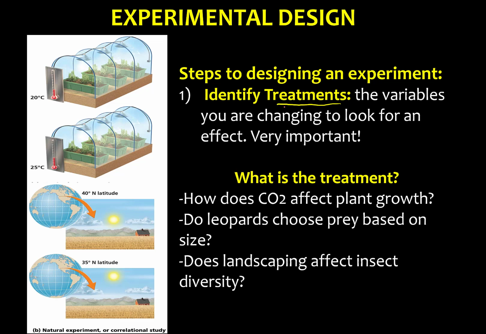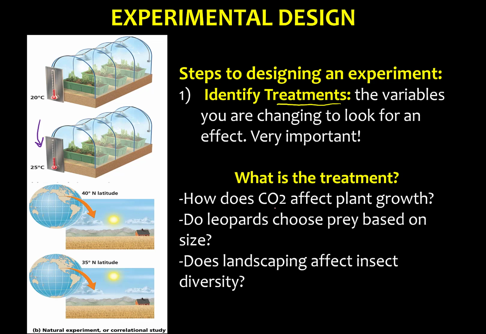Okay. The treatment in our original experiment with the greenhouses was temperature. Does temperature affect your plant growth? The treatment that one greenhouse received was to have an average temperature, about 20 degrees centigrade. The treatment the other greenhouse received, the true treatment, was to raise the temperature by 5 degrees.